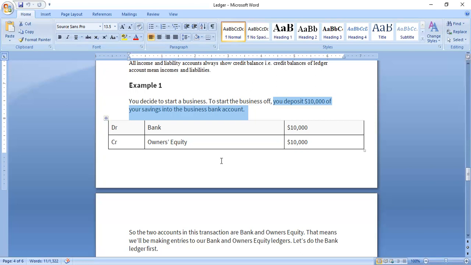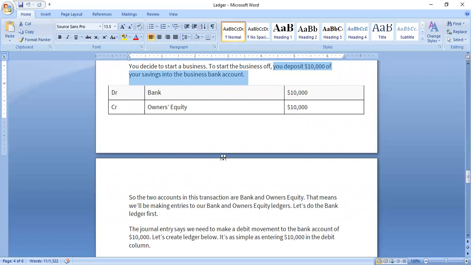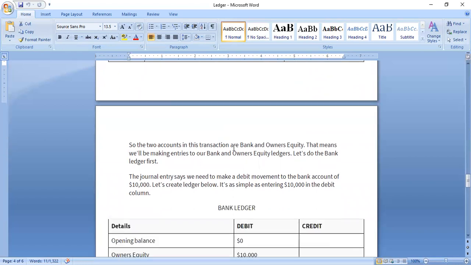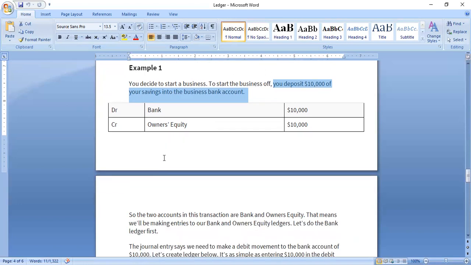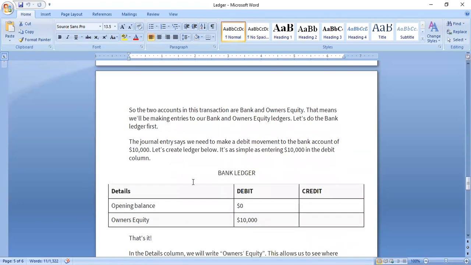So now how do we transfer these journal entries into the ledger books? Here there are two parts. One is the bank, another one is the owner's equity. So obviously we are maintaining two books. One is the bank account, another one is the owner's equity book. First of all we prepare the bank account ledger. Here the opening balance is 0, because we are starting the business for the first time.